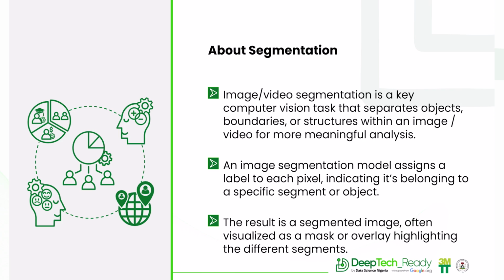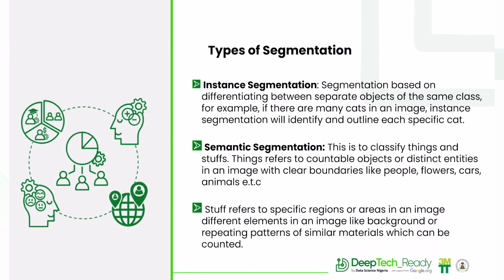The result of the segmented image can often be visualized as a mask or an overlay highlighting the different segments. But most times people visualize it as a mask. You want to mask it out from the other objects because it's the object of interest, or the object of concern for further analysis. So what are the different types of segmentation that you should be pretty much aware of?